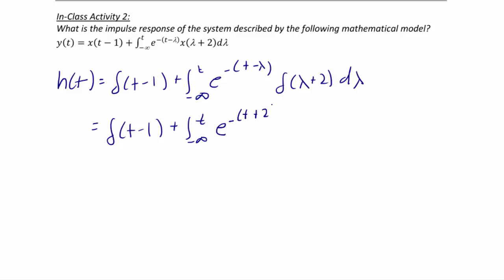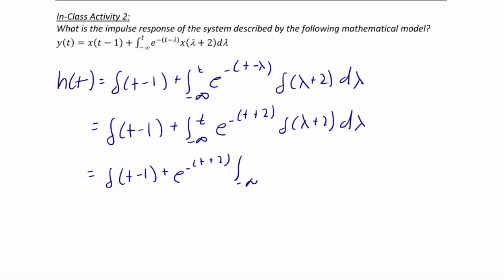d lambda. Now I can factor the exponential out of the integral. So I'm going to have delta of t minus 1 plus e to the negative t plus 2 times the integral from negative infinity to t delta of lambda plus 2 d lambda. So recall that delta of lambda plus 2 is an impulse at negative 2. So if you integrate from negative infinity to t and t is on the left side of negative 2, the result is a 0.